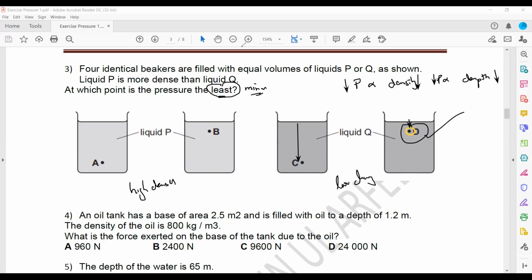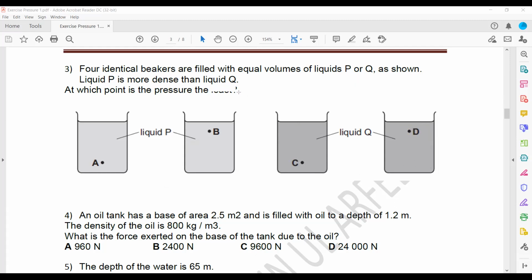But if the same question was there and they say which is exerting the highest pressure, maximum pressure, at which point the pressure is maximum, then what will be the answer? In that case, A will be the answer because A is high density and it has greater depth as well. Is it clear, this question?